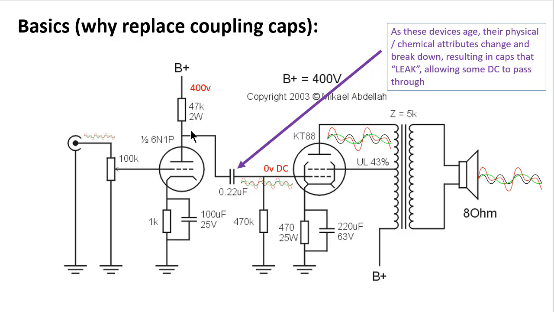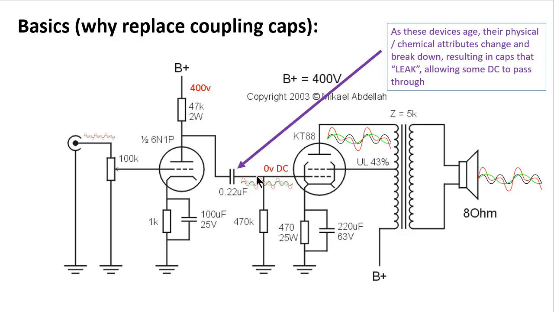All right, well, what if we took a DC voltmeter and connected the black lead down here to ground, and connected the positive lead up here at the plate of the 6M1P? We would measure 400 volts, right? Well, then what happens if we take the red lead and move it over here to the other side of this coupling capacitor? We would expect to see something closer to 0 volts over here. But what if instead we saw 70 volts or 100 volts or 40 volts?